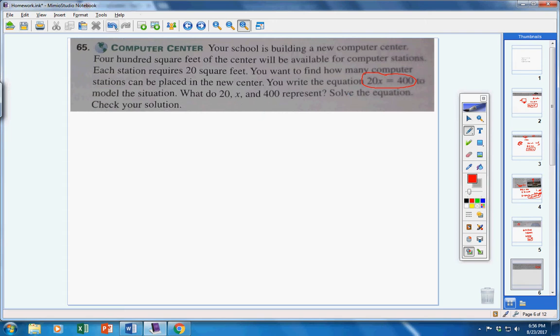Well, let's see real quick, okay? First of all, let's think about this. Each station requires 20 square feet. So if I get one station, that's 20 square feet. If I get two stations, that's 40 square feet. If I get three stations, that's 60 square feet. Okay? Do you see what I'm doing here? So, every time I take 20 and multiply it by the number of stations, then I have my total square footage that I can use.